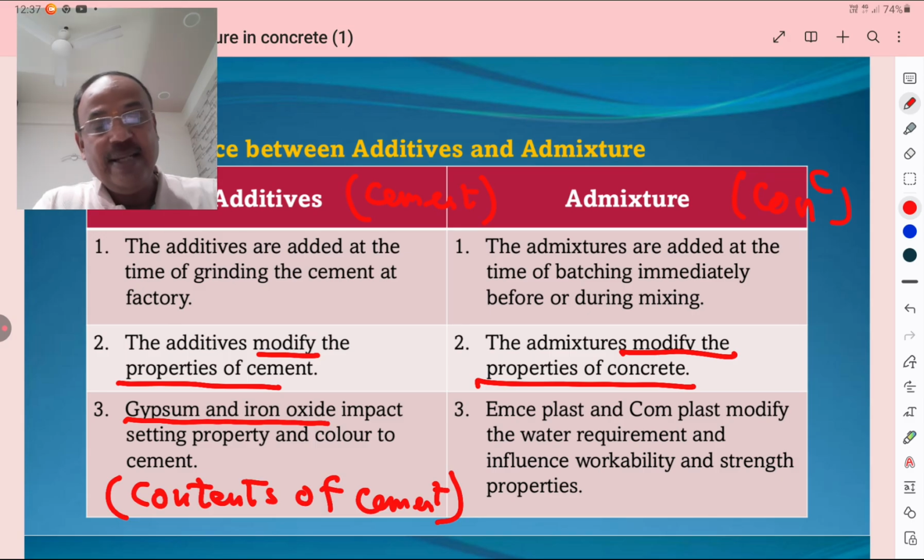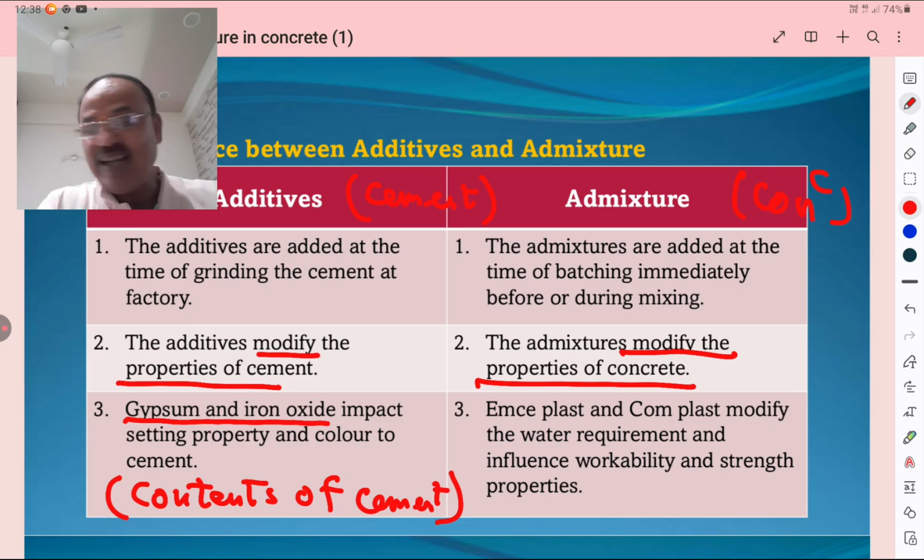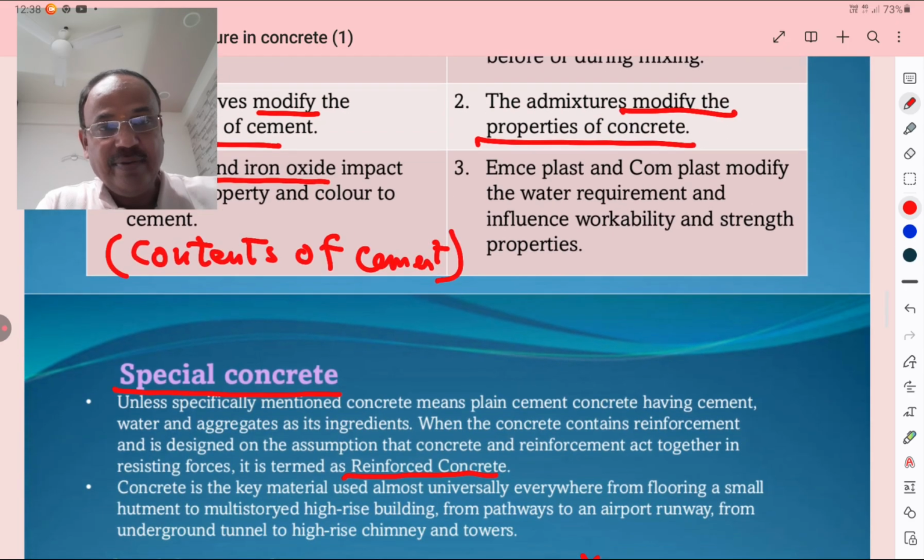Gypsum and iron oxide impart setting property and color to the cement, and Plastiment and Conplast modify the water requirement and influence the workability and strength properties. Or you can give the example of accelerating admixtures, retarding admixtures, water reducing admixtures or superplasticizers. All these are admixtures to the concrete.